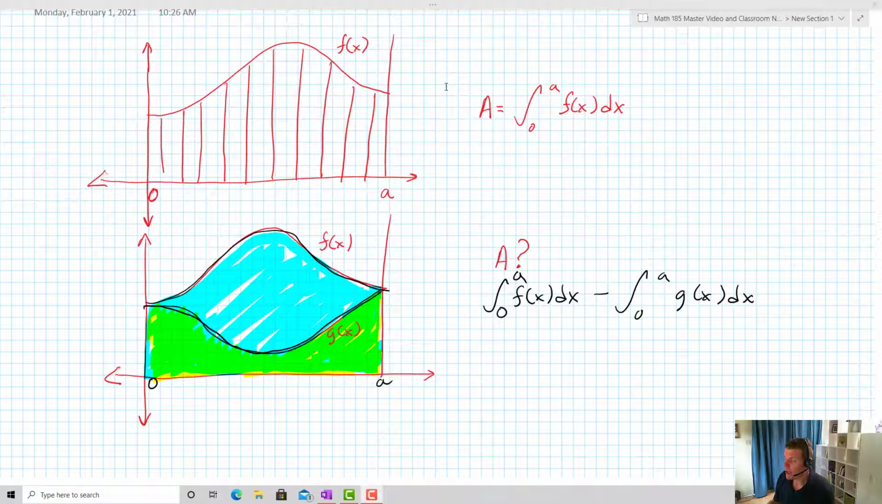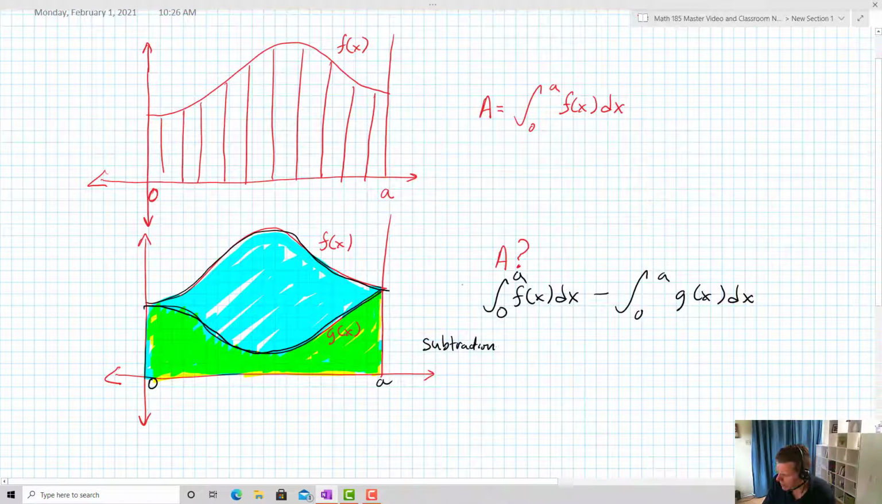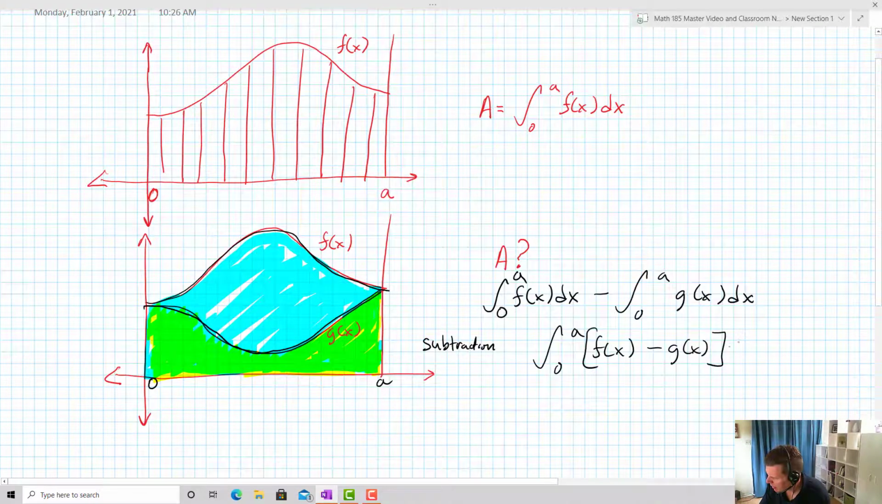Now, if you remember, we actually have a subtraction theorem that will allow us to move this within the integral. So this is now the integral from 0 to a of f of x minus g of x dx. And that's actually how you find the area between those two curves.